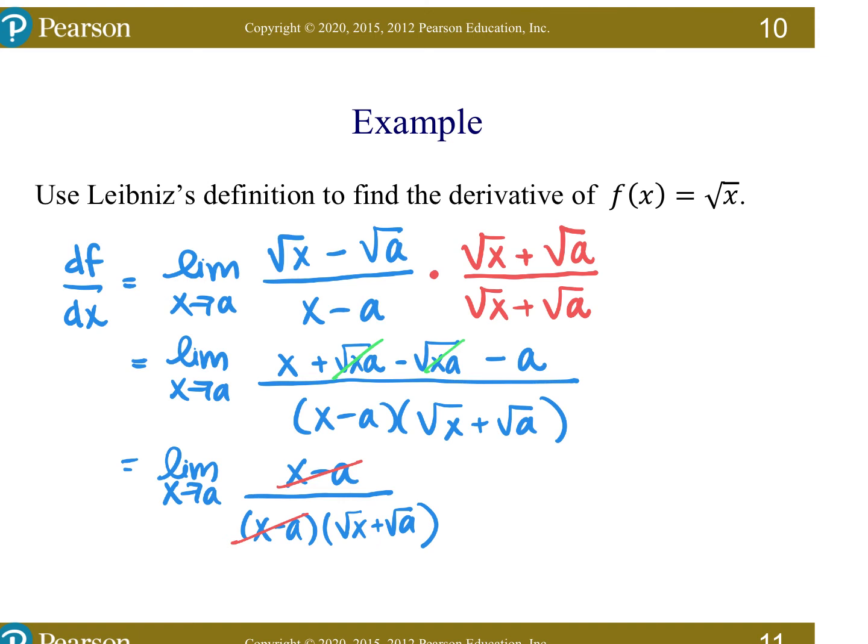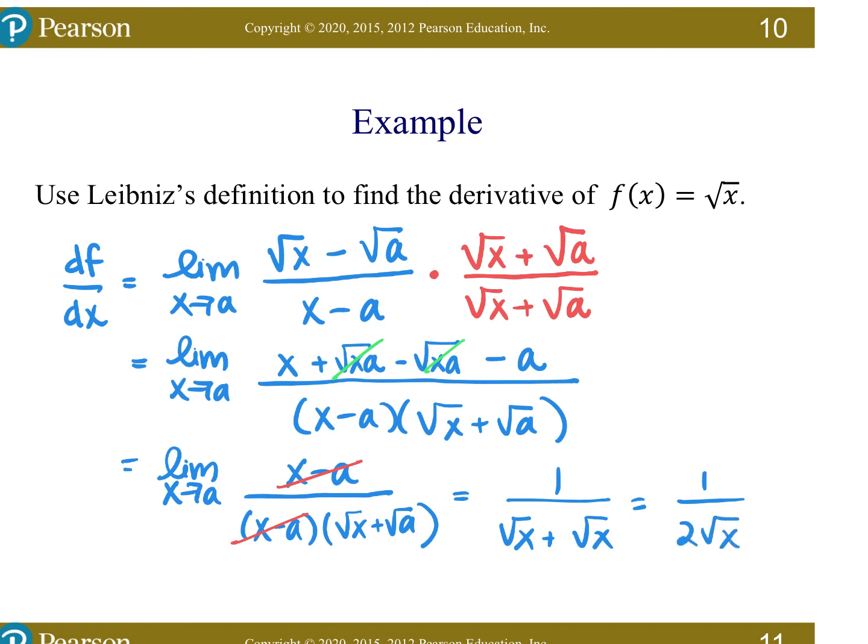Now I can plug in that x is approaching a. I have 1 left in the numerator because I reduced, and you're always left with a numerator of 1. Then as x approaches a, or a approaches x, they're approaching each other, I end up with the rad of x plus the rad of x, which doesn't make 0. It makes 1 over what? 2 rad x.